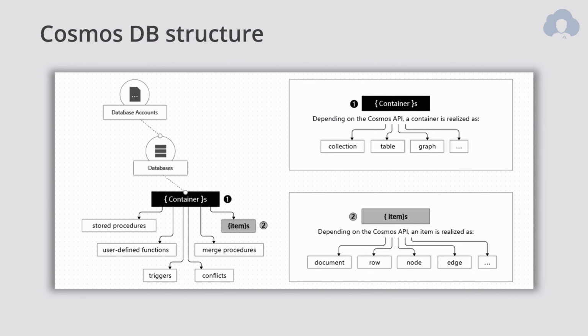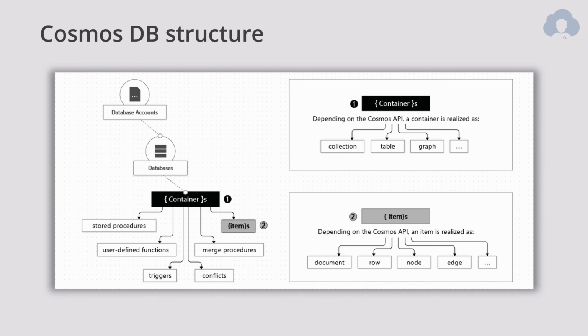So items are the most important way of storing data. What we've seen previously, that document there, that was just one item. Additionally, you can have stored procedures, merge procedures, user-defined functions, and many more.